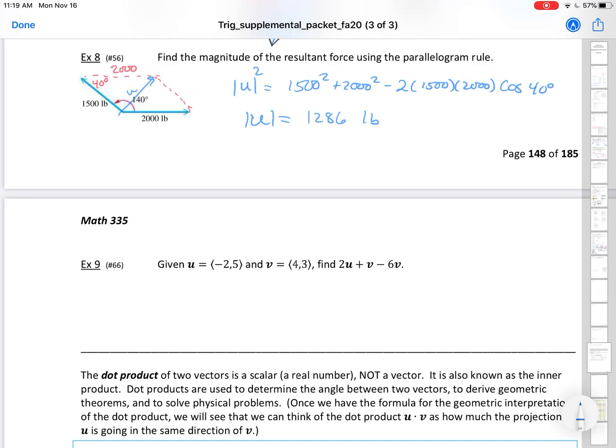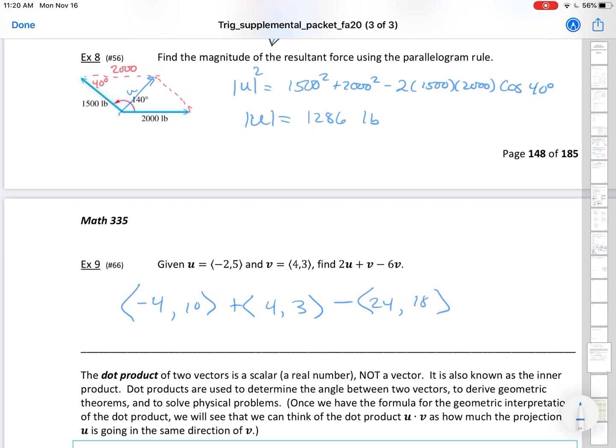2u plus v minus 6v. Well, let's get 2u. 2u is going to be doubling the u, so a negative 4 comma 10. Now we need to add v. v is 4, 3. And now we need to subtract 6v. And 6v is 24 and 18.